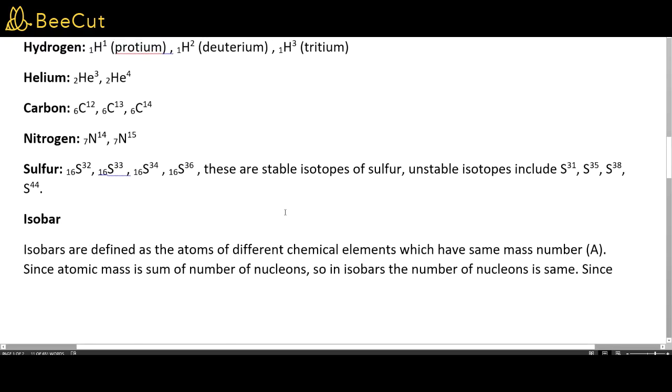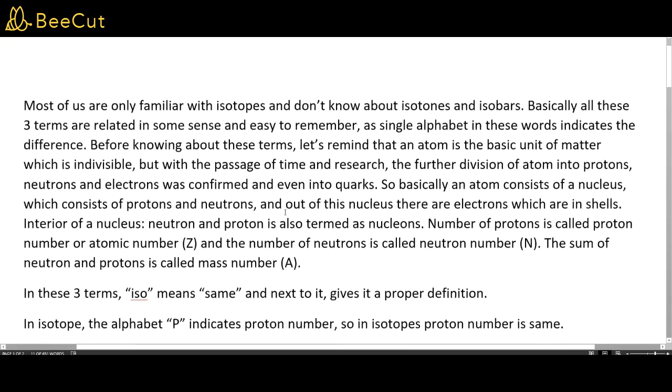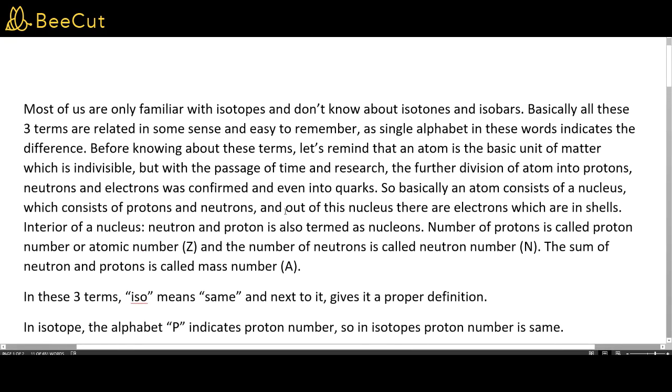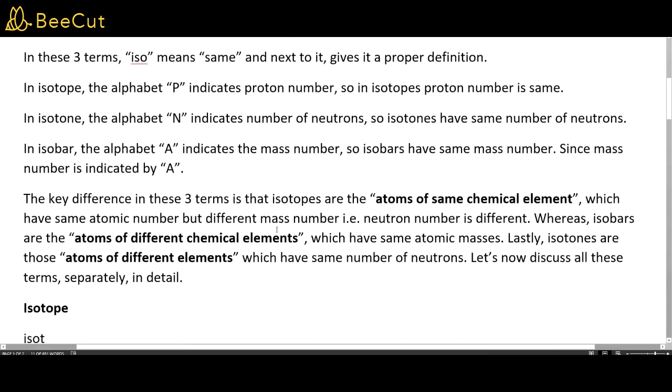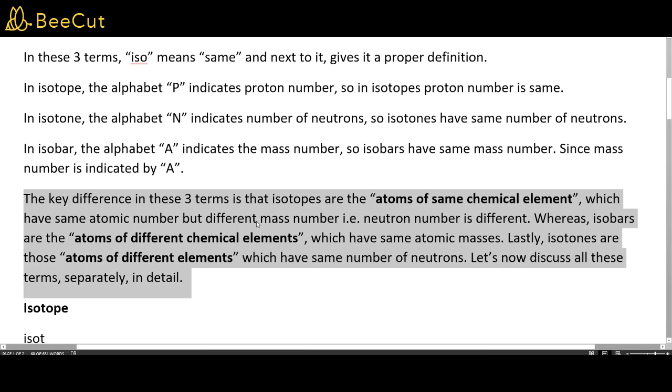If you are asked a short question on the basic difference between isotopes, isotones and isobars, then the answer is given over here: isotopes are atoms of the same chemical element, and isobars and isotones are atoms which belong to different chemical elements.